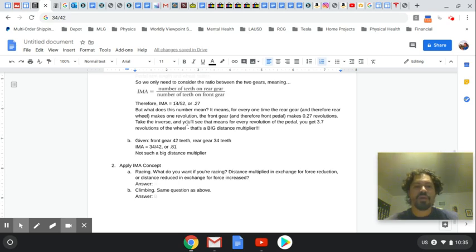So the answer there was you would want scenario A. For climbing, what would you want? Would you want distance multiplied in exchange for force reduction? Or would you want distance reduced in exchange for increased force? In this case, you want to not go as far, but to have it be easier to not go as far. So when you go into this kind of gear ratio here with the 42 to 34, which is close to a 1-to-1 ratio, now you're talking about each pedal stroke being relatively easy. Right? You're not going very far. You're trading distance for ease of effort versus the racing one, you're trading a big effort for more distance.